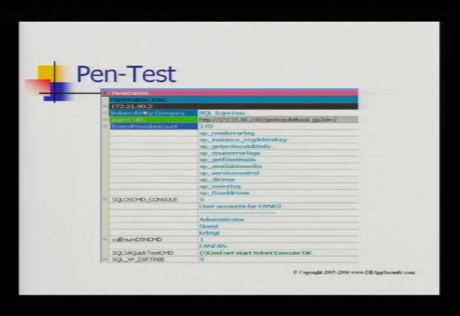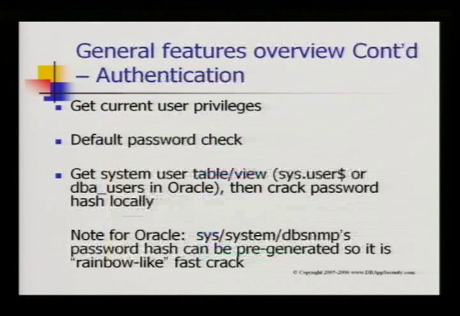So here you can get all the extended procedures. You can run OS commands and do whatever you want, pretty much. So authentication, current user privileges, password check, system user views, and as I mentioned, the SYS and SYSTEM and DBSNMP passwords can be pre-generated, right? Because you already know the username. So based on a dictionary, you can generate the hash already.